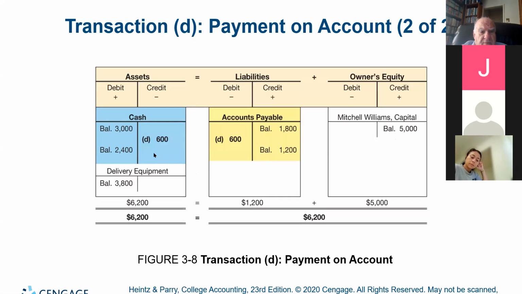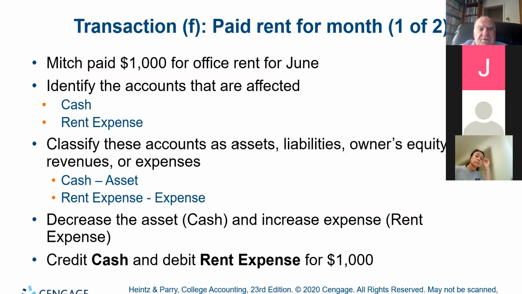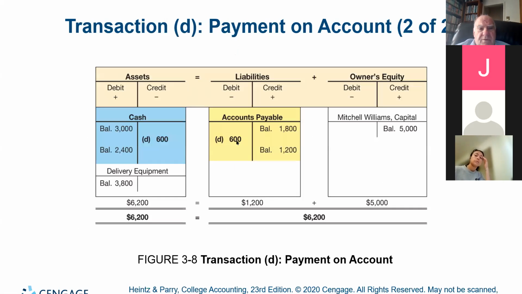So look at your cash now. You had a balance of $3,000 to begin, and now the balance is down to $2,000. You had a balance, I guess, of $5,000 to begin. It's down to $2,400. Here's the $600 credit to cash, and a $600 debit to accounts payable, which reduced accounts payable. Accounts payable is increased with a credit. It has a normal credit balance. Let's see, we have the numbers.